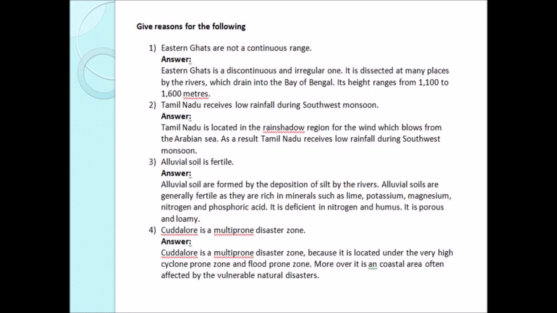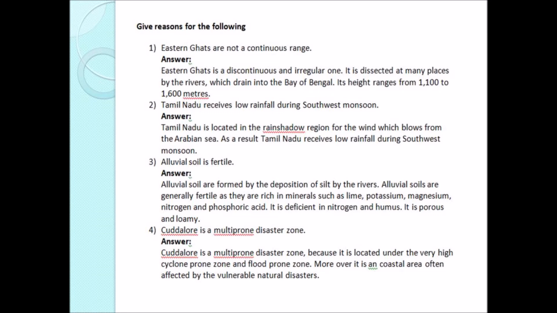Give reasons for the following. First question, Eastern Ghats are not a continuous range. So why are the Eastern Ghats not a continuous range of mountains? The answer is, Eastern Ghats is a discontinuous and irregular one. It is dissected at many places by the rivers which drain into the Bay of Bengal. Its height ranges from 1100 to 1600 meters.